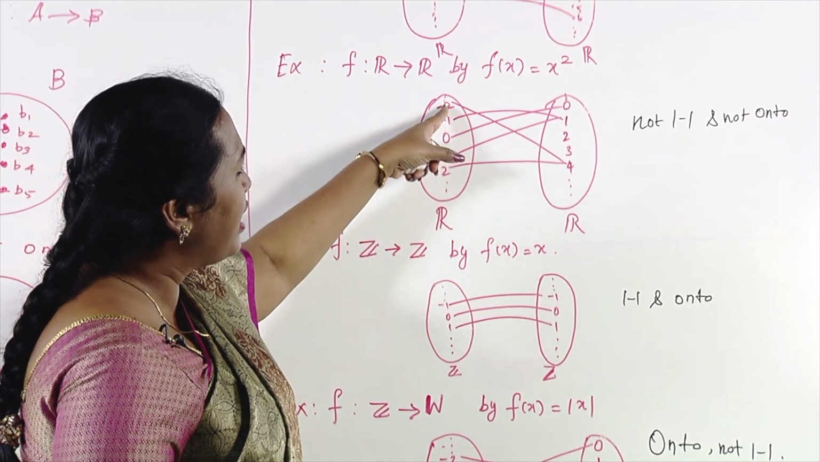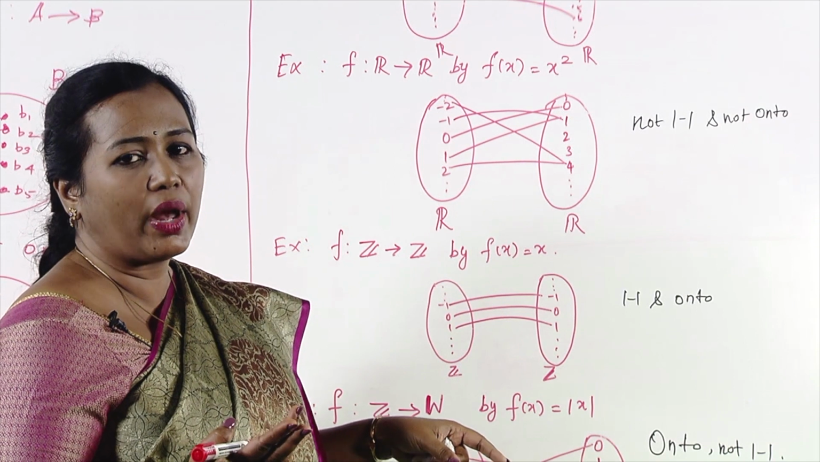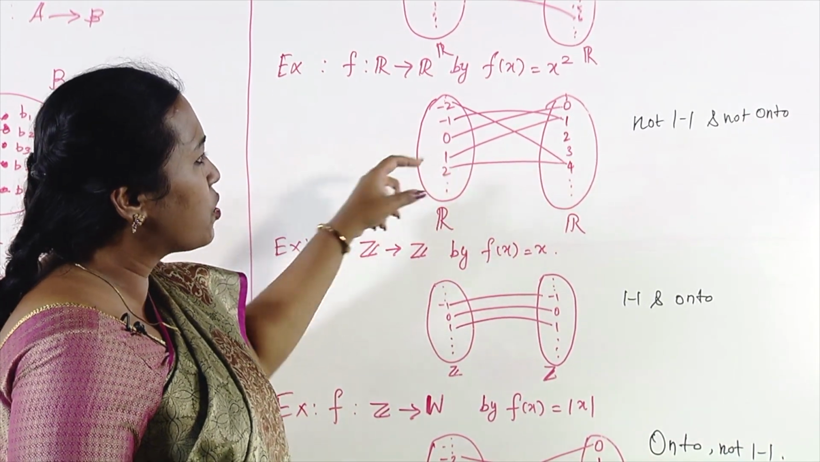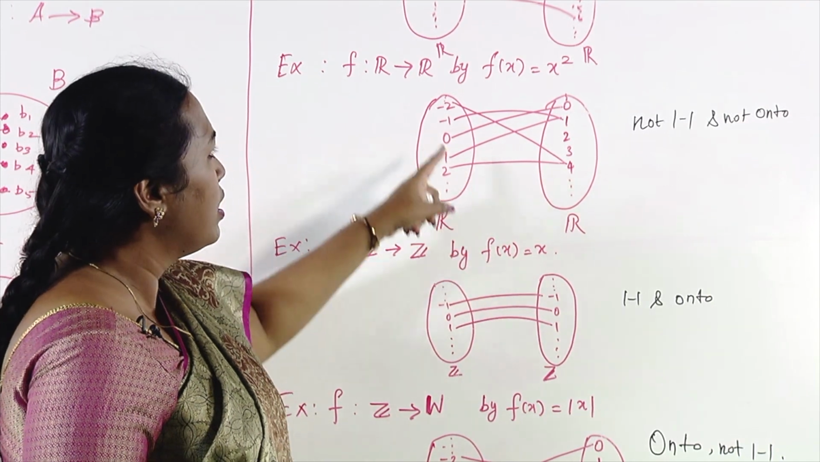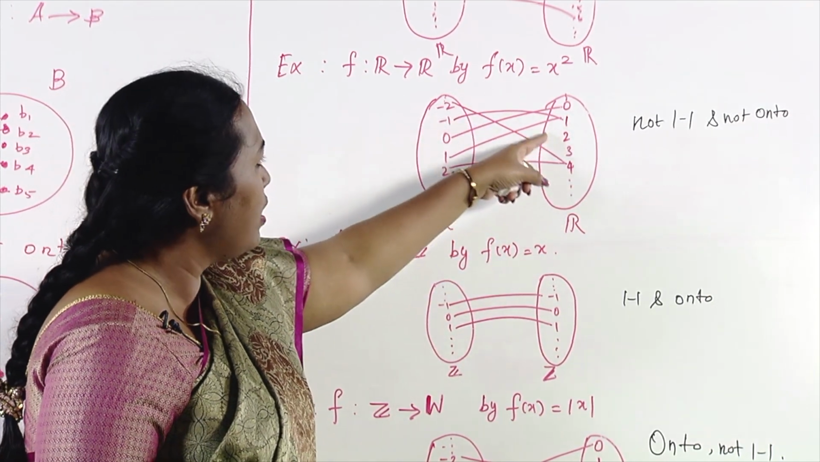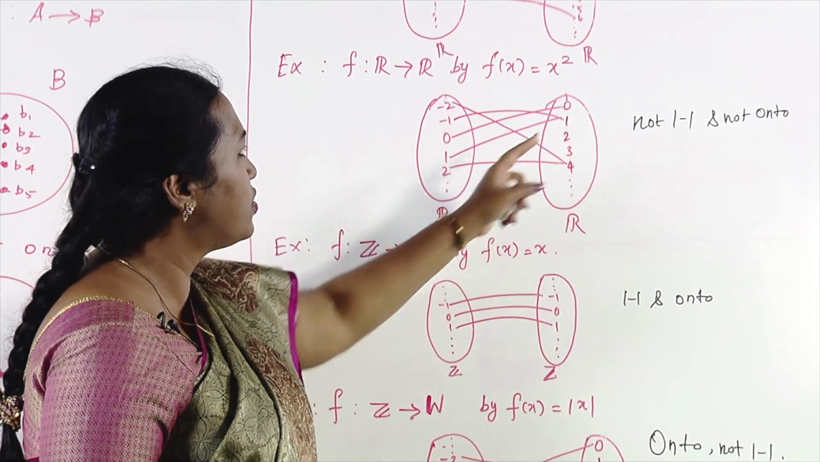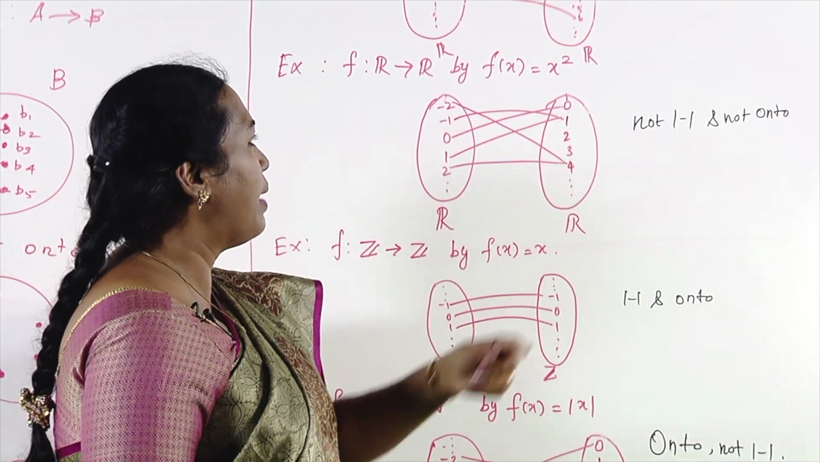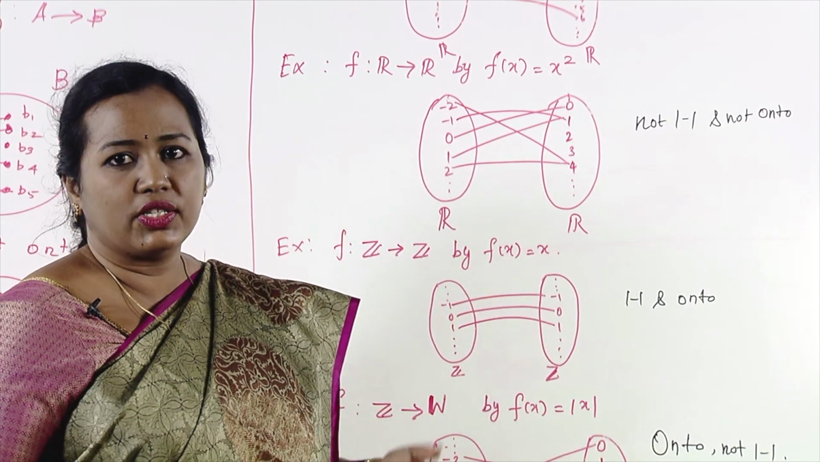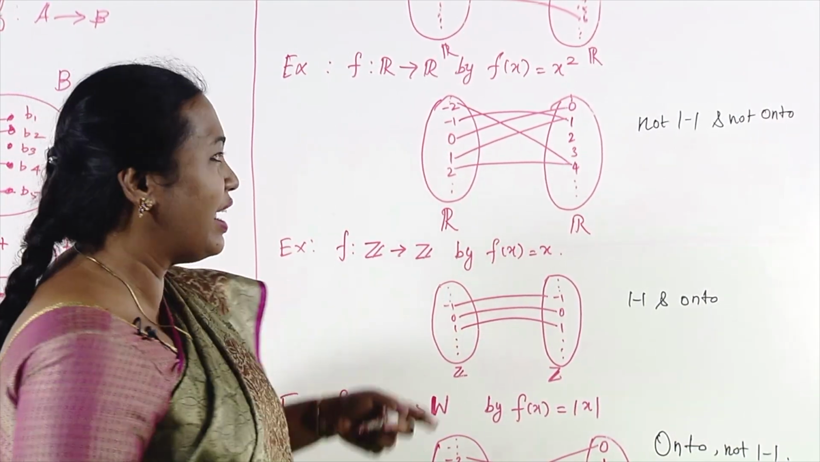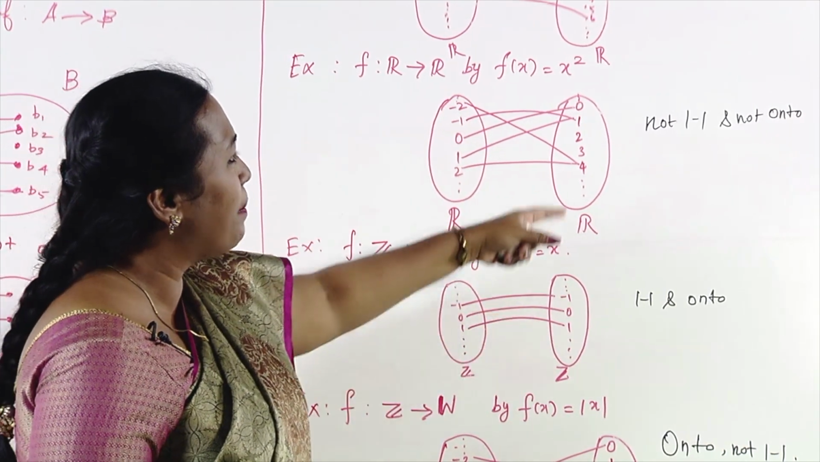So as you can see, -2 squared is 4, so that is mapped to 4. 2 squared is also mapped to 4. -1 will be mapped to 1. 1 is also mapped to 1 because 1 squared is 1, -1 squared is also 1. 0 obviously will be mapped to 0, so on and so forth. So 3 squared would be 9 and -3 squared would also be 9. So you can see all these terms are mapped.